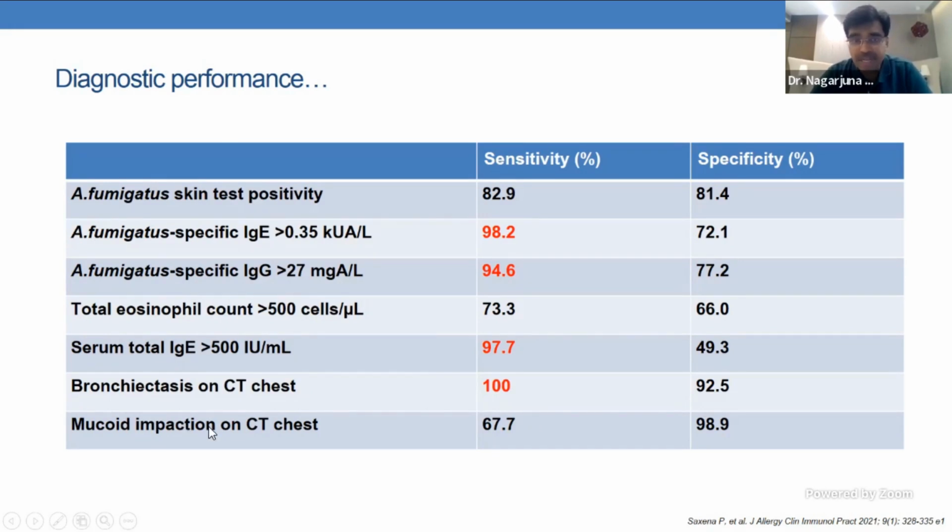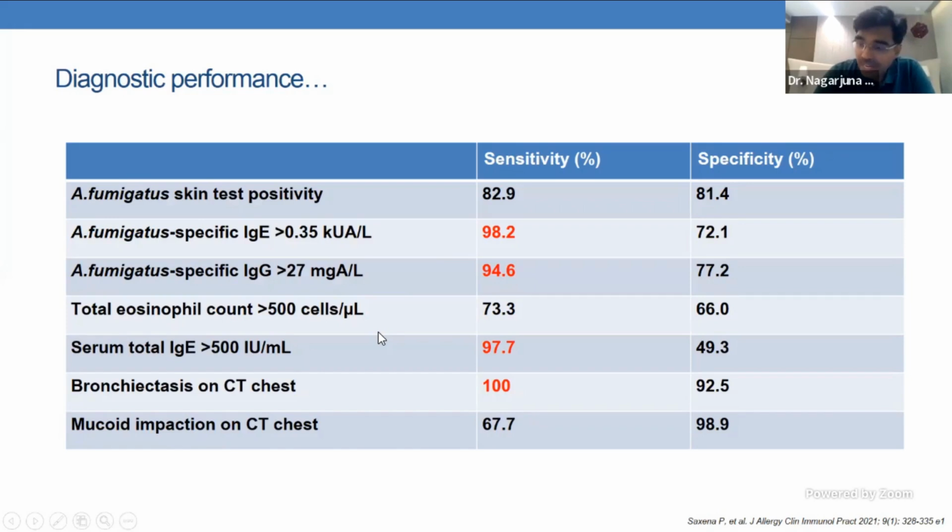CT and X-ray have been dealt. Now, sensitivity and specificity, if you can see, the highest sensitivity for picking up ABPA is for specific IgE, 98.2%, and total IgE level, that is more than 500, is 97%. So if you have to choose a single test for screening, then that would be either Aspergillus fumigatus specific IgE or a serum total IgE. So this is the first thing.